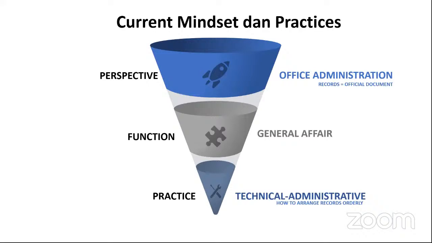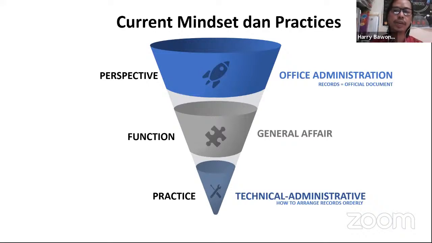And this is the current mindset and practice. On the perspective, we are dominated by office administration. From the perspective of office administration, records are perceived as official documents, that is, documents processed by office applications such as .doc or .pdf. This perspective makes the function of record management organizations in government agencies mostly positioned under the Bureau of General Affairs and not under the Information Management Unit. Such a function makes record management practice equal to technical administrative activity that focuses on arranging records in an orderly manner so that they are easier to retrieve.